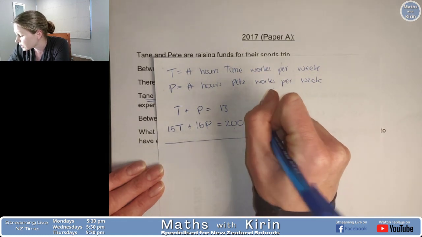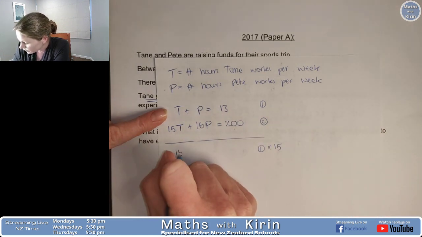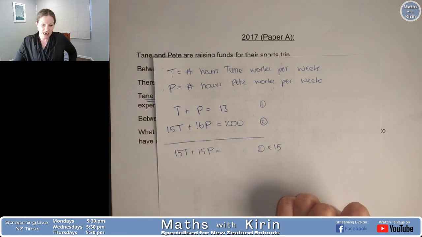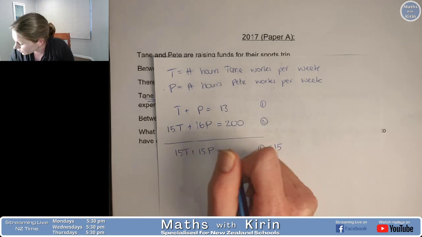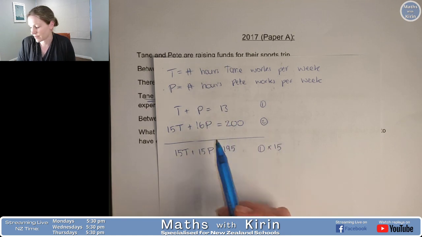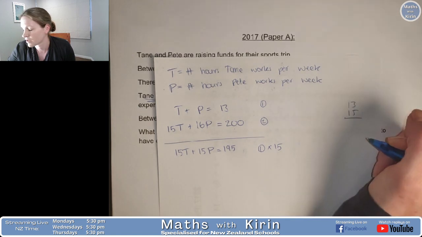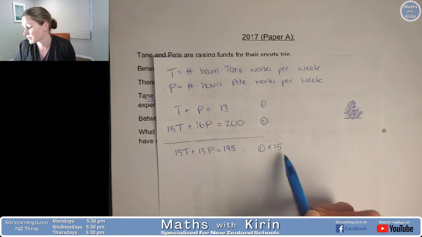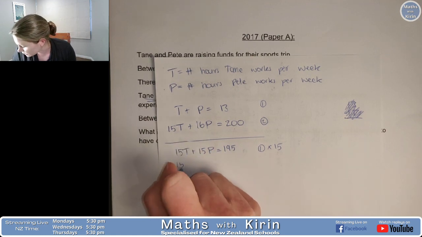So if we're using elimination, we can multiply our first equation by 15. So 15t plus 15p is equal to 13 times 15. So when we do that, we get 195. Times it by 10, and you guys can have that. If not, you can write 13 times 15 this way, or you can go 13 times 10, 13 times 5. Our second equation stays the same.